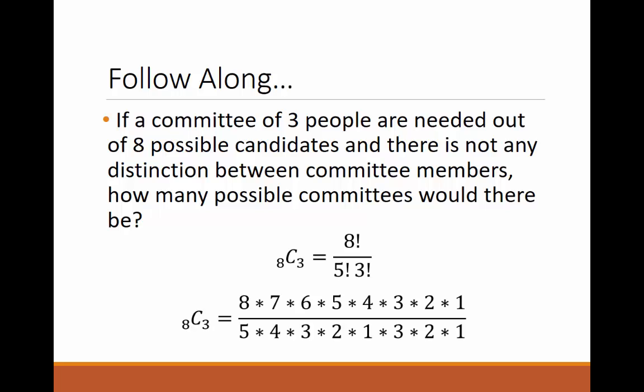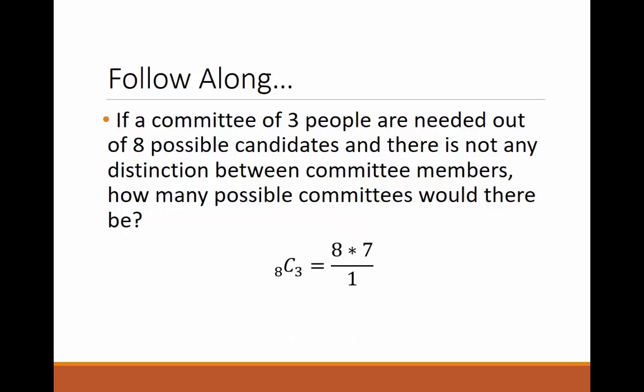Once again, if we write out what those factorials indicate, we'll see very nicely that many of these terms will cancel out or disappear. Remember, anything divided by itself is just 1 or cancels out. So we really just need to multiply 8 times 7, and we can see that there are 56 different possible committees of 3 people when choosing from 8 possible candidates.